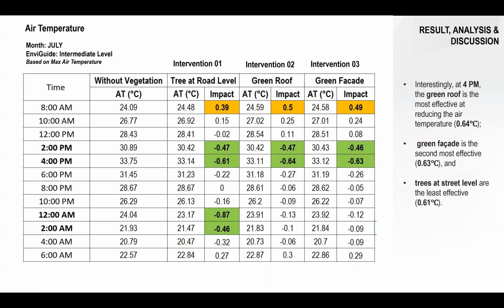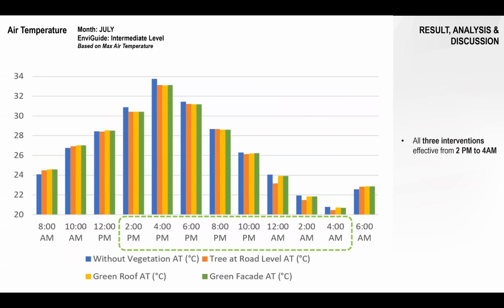2. And if we consider the condition at 4, we can see the green roof is most effective at this time, and it reduces about 0.64 degrees Celsius. And then the green facade reduces 0.63 degrees Celsius, and then trees reduce about 0.61 degrees Celsius. So it is a very interesting finding of the research that with this kind of intervention, we can reduce the temperature from 2 p.m. to 4 a.m.